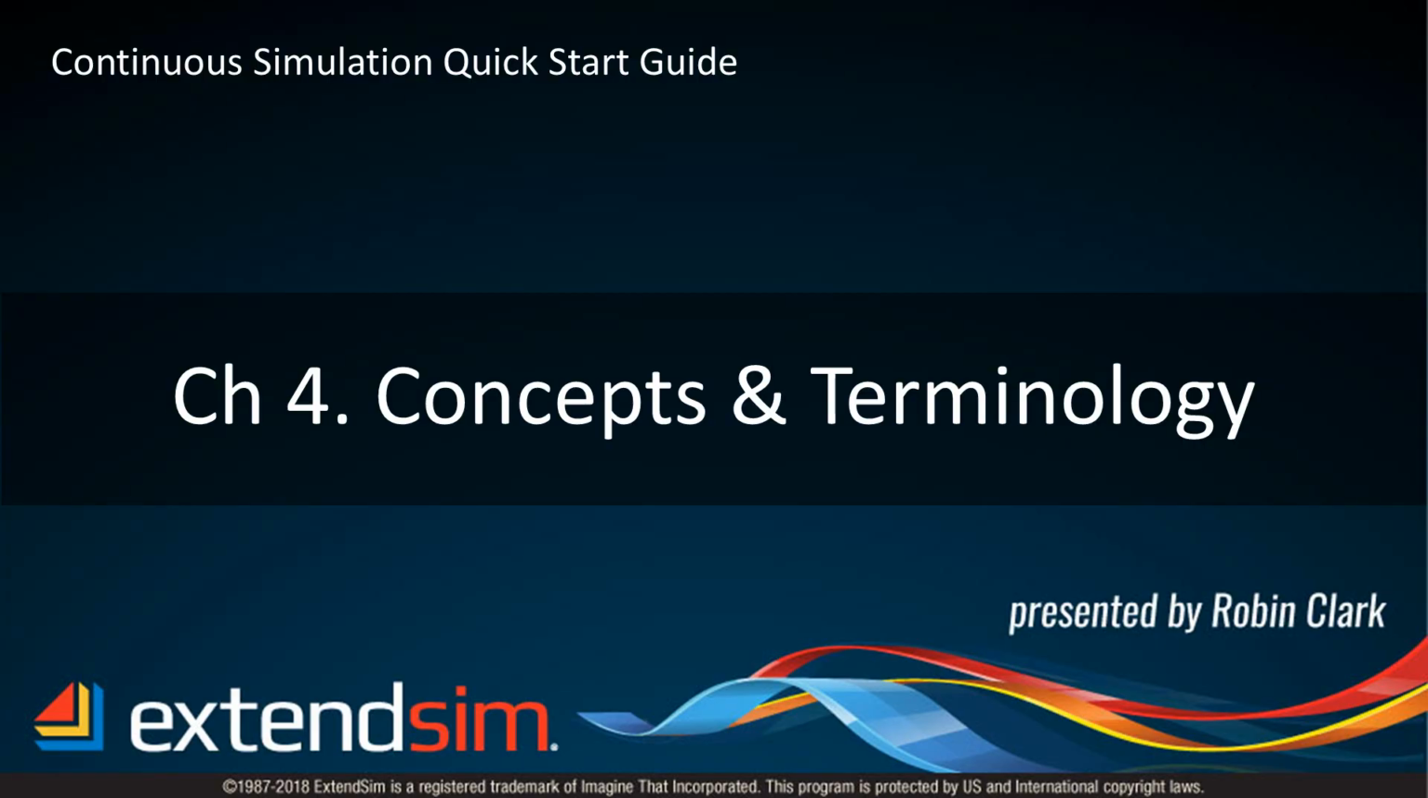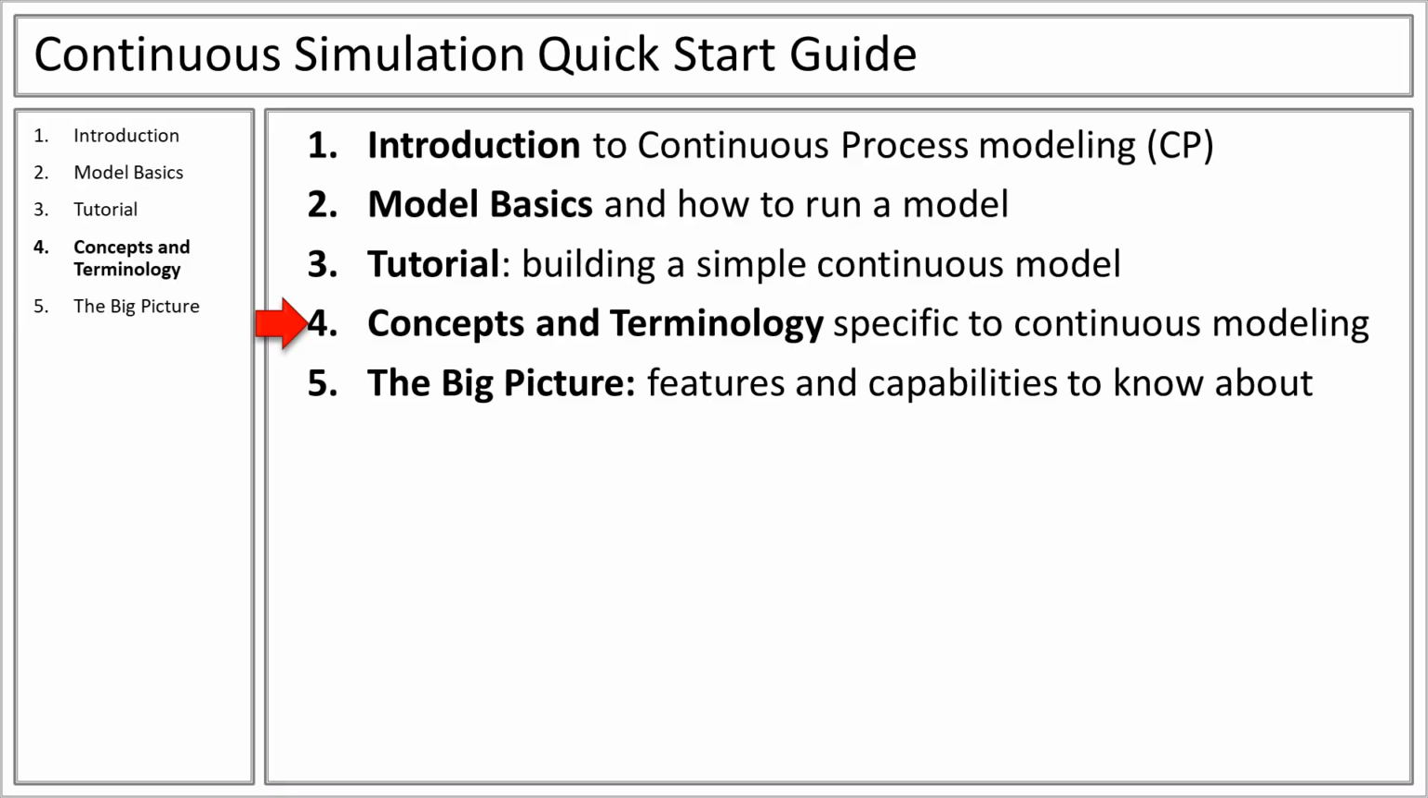My name is Robin Clark, and this is Chapter 4 of the Quick Start Guide series. This guide has been broken down into 5 chapters. This video is on Chapter 4. We will learn the various concepts and terminology specific to continuous modeling.